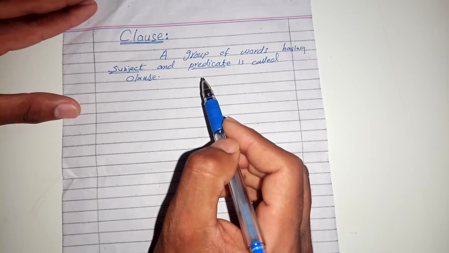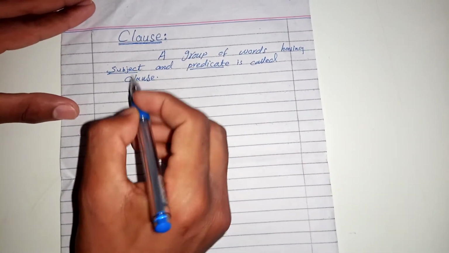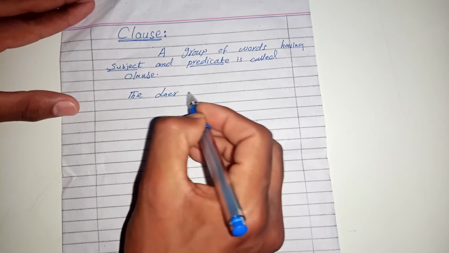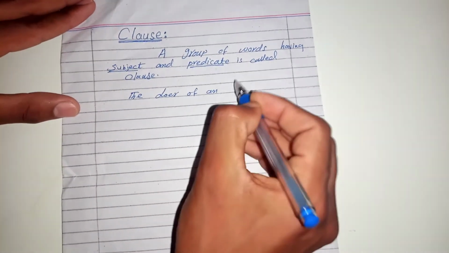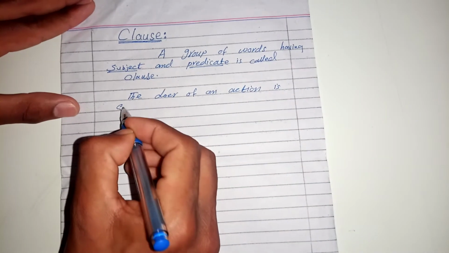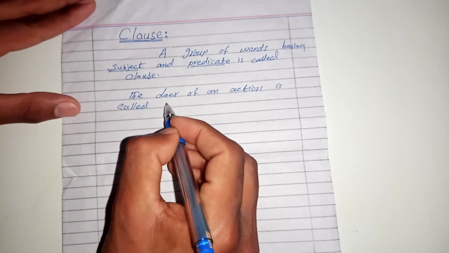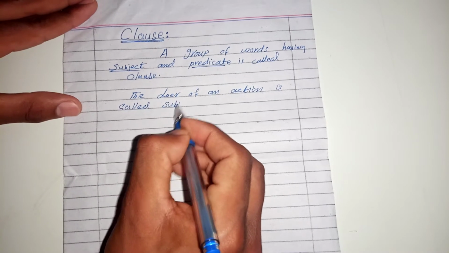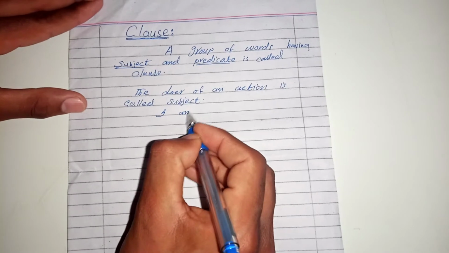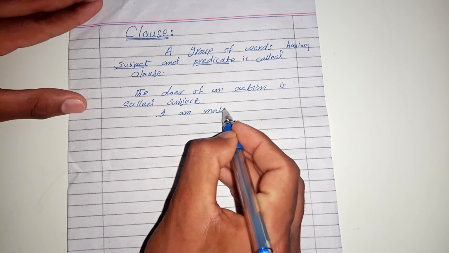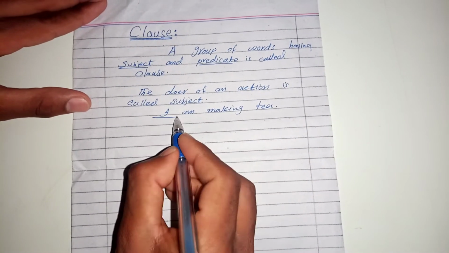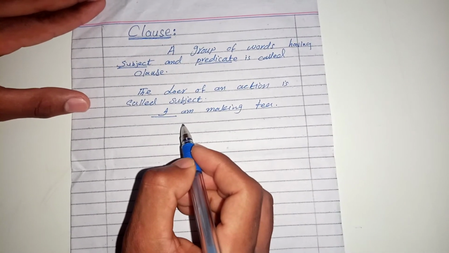So first of all we will describe what actually subject is. The doer of an action is called subject. Just as I say, I am making tea. In this sentence, I is considered as the subject.